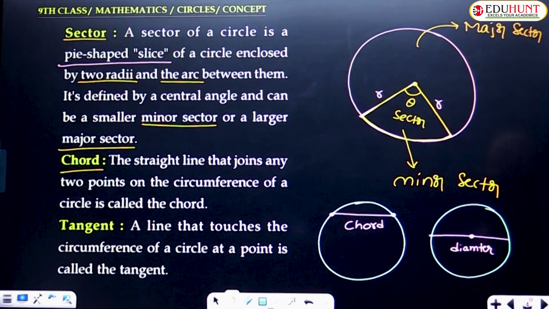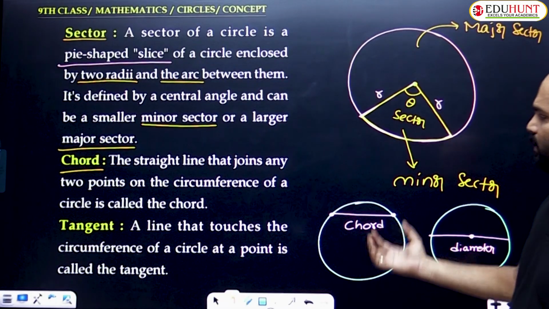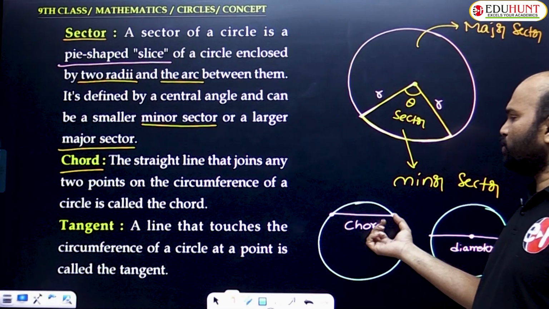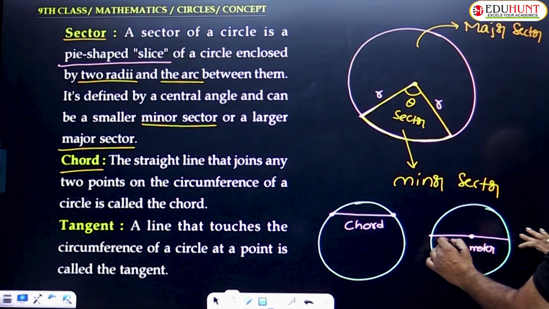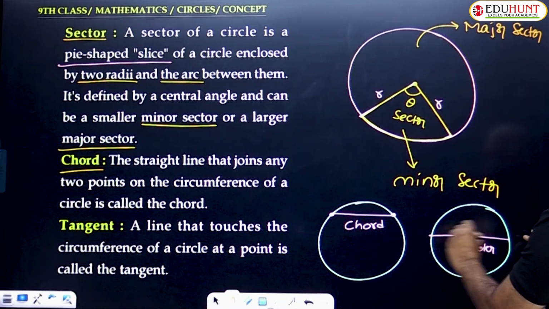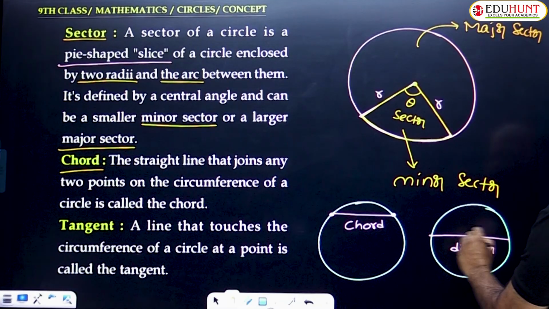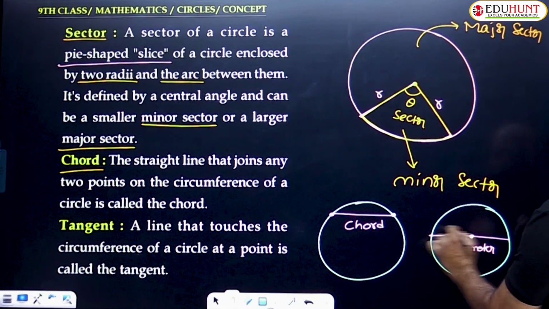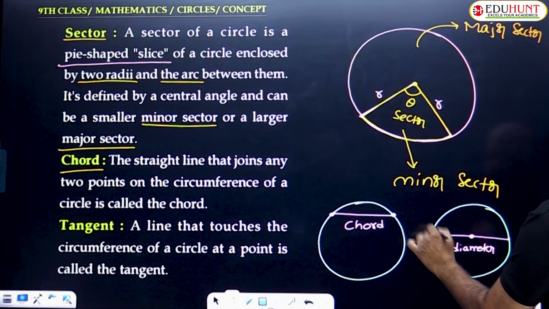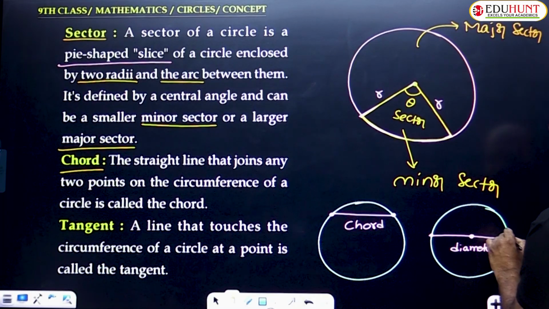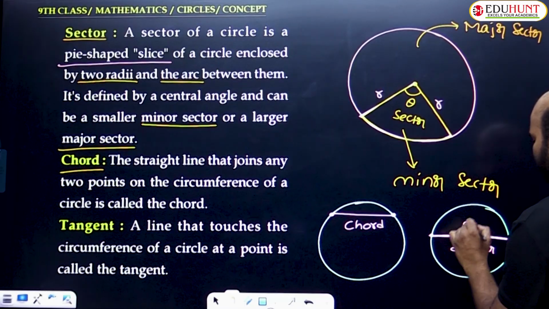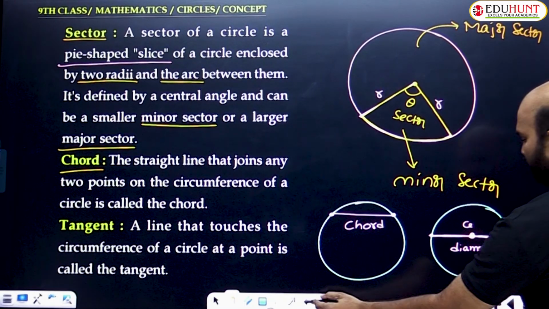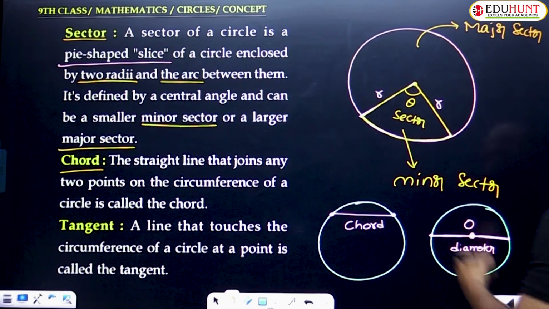This is also very important. So what is a chord? It is a straight line joining any two points on the circumference. It is also a chord, but the chord passing through the center, denoted as O, is called the diameter. Am I clear?